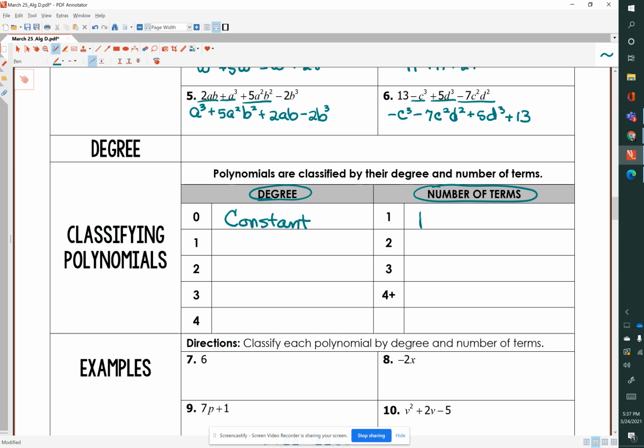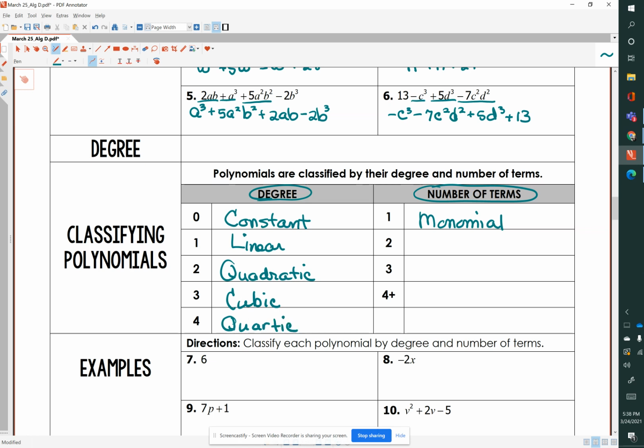Okay, and if it's one term, then it's a monomial. A linear equation is going to have a degree of 1. A quadratic equation would have a degree of 2. A cubic equation would have a degree of 3, and a degree of 4 would be considered a quartic equation.